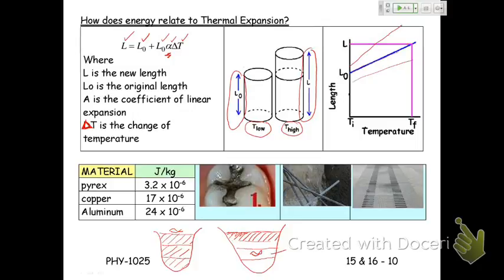So some examples: Pyrex, that's a kind of glass. I lost my pen again. And then copper, and then aluminum. So this, that's joules per kilogram. That's not what I'm talking about.